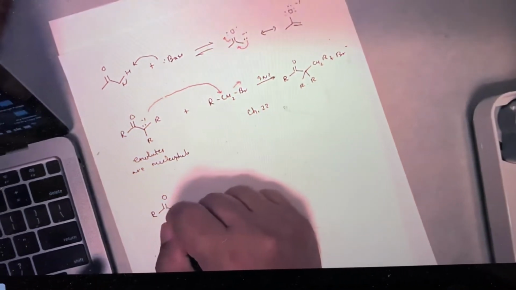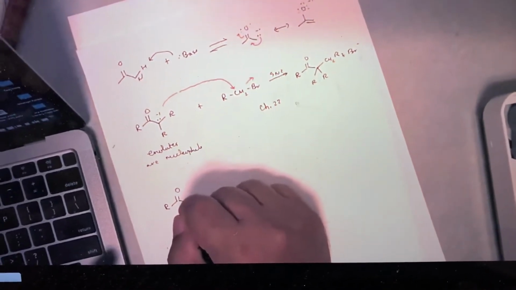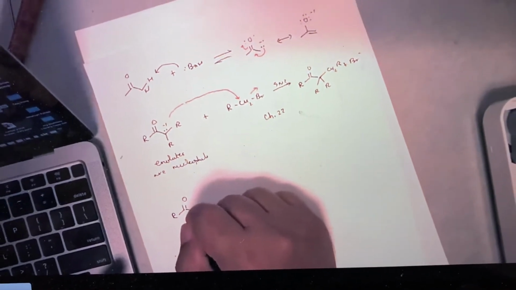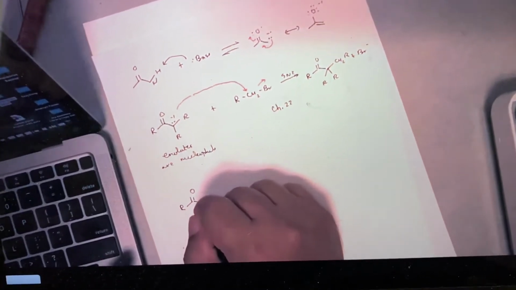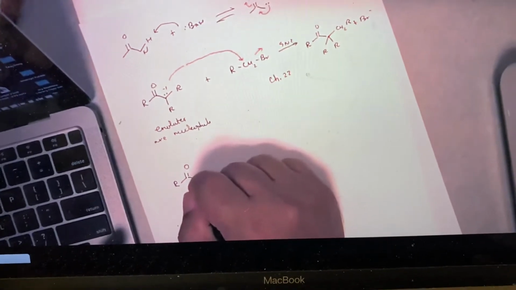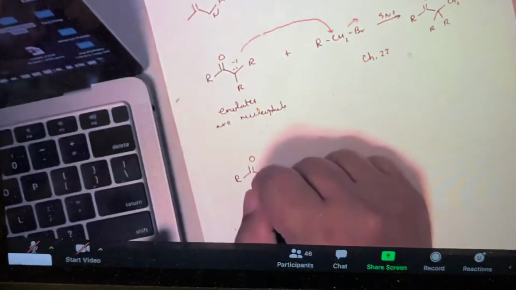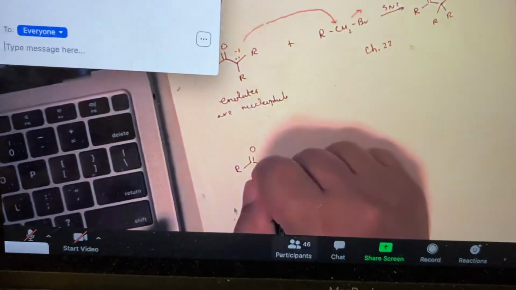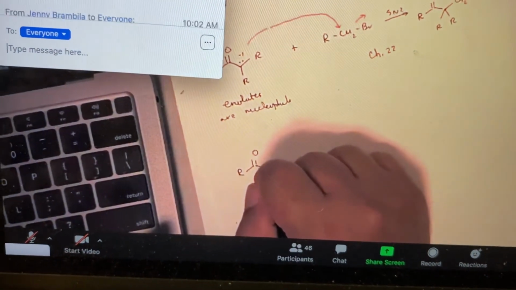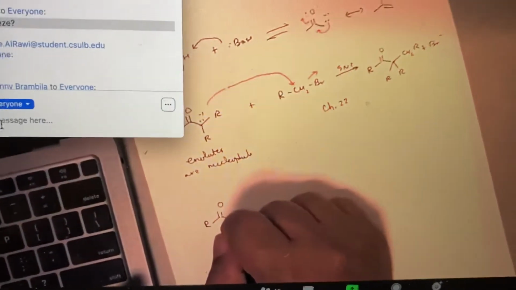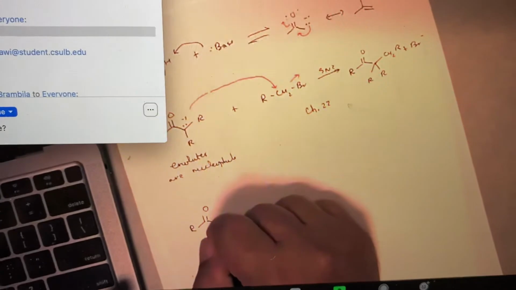So I'm going to redraw this enolate, and now use the electrophile you've learned this semester. And this time, I'm just going to use a ketone here. And the thing that you should have learned this semester is that nucleophiles attack carbonyls through the electrophilic carbon of the carbonyl, in what we call nucleophilic addition.